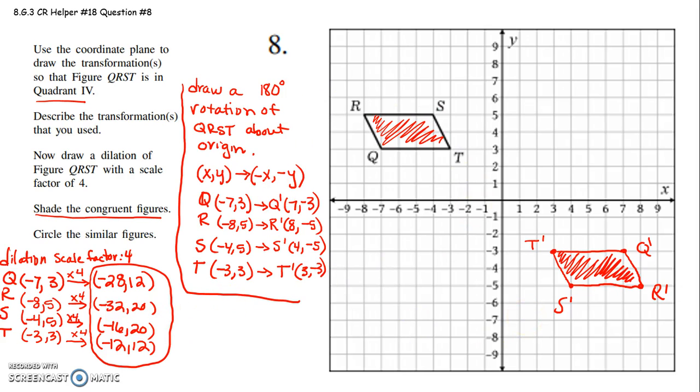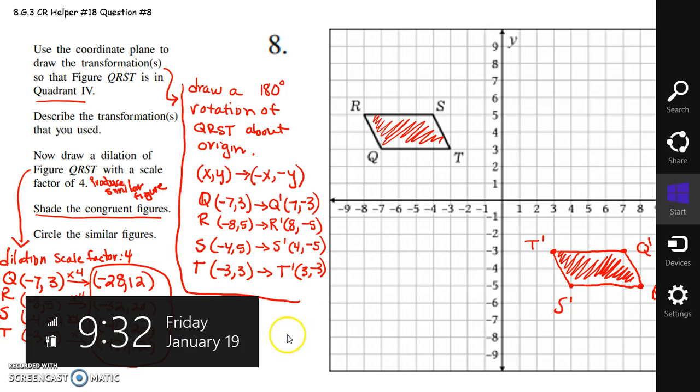Hope that helps. So this section down here is creating the dilation with a scale factor of 4. This up here is the transformation to make it congruent. So the dilation will produce a similar figure. The new figure's side lengths will be 4 times as large as the original. All right, I hope that helps.